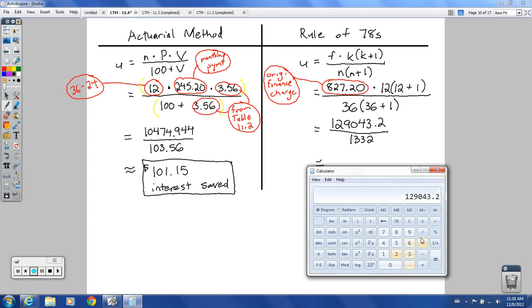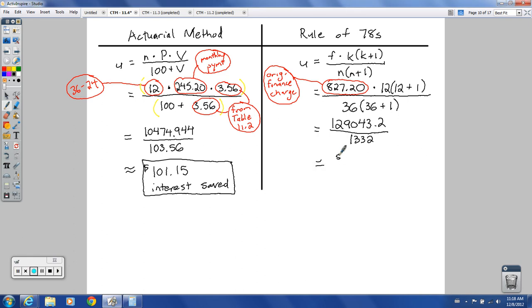129,043.2 divided by 1,332 is about $96.88. This is the interest saved with the rule of 78. If you want to find out more about the difference between these two things, you can read along in your books on page 625. And so you'll notice the actuarial method is a little better for you if they're using that instead of the rule of 78.